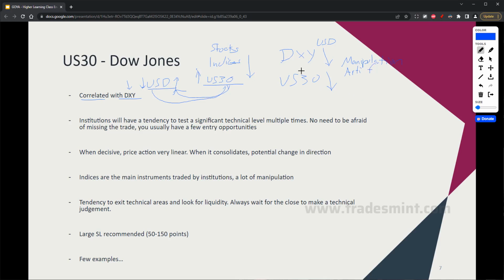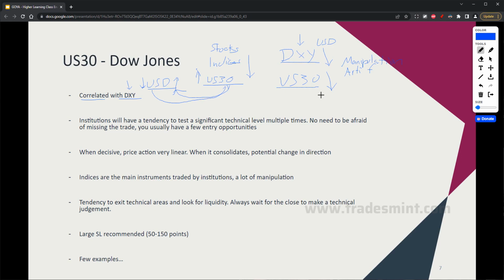Usually, like we said previously in the DXY section, the DXY is going to show the true intention a majority of the time, maybe 70, 80, 90%. It's a higher probability that the DXY is going to show the true intention of the institutions. But other times US 30 is going to be the true move, the organic move, and the DXY will be manipulated, will be artificial. But let's take the most likely case, which is that US 30 is being manipulated during that morning.